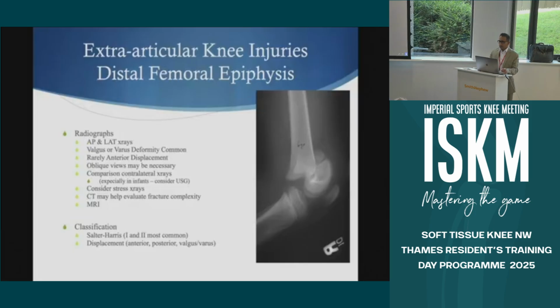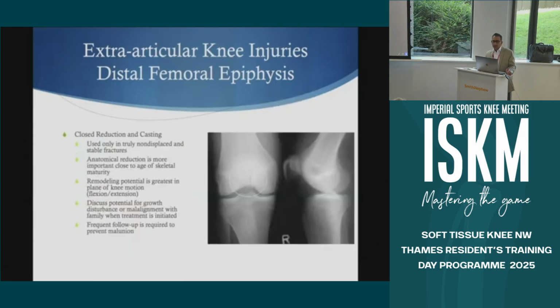So this is a typical one, right? You need to get these plain films, but more and more you can either get a CT, but I find MRI is pretty good actually these days, particularly with the non-fat sat. You get pretty good anatomical definition.